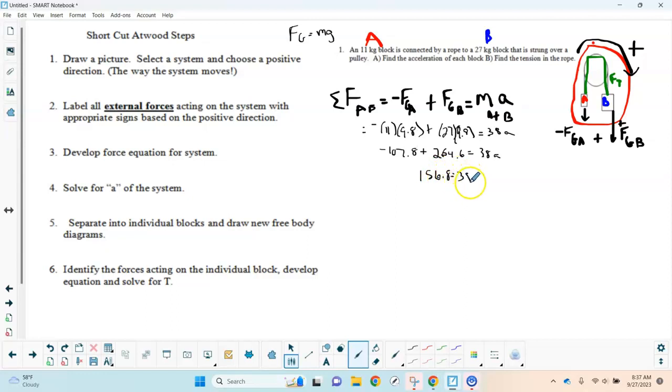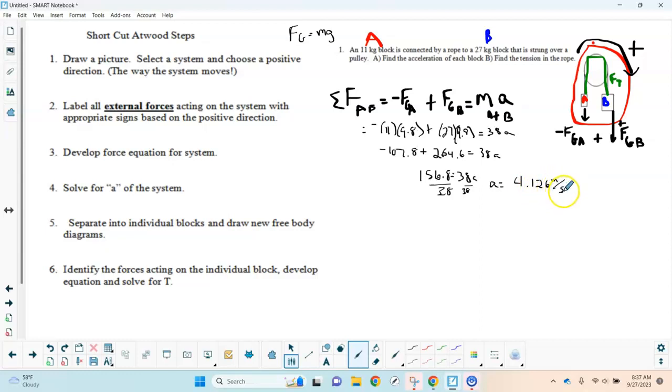And again, it's just division at this point. So the math is pretty basic. It's just multiplication or division in most of the math and the solutions. And when you do that, you will get an acceleration of 4.126 meters per second squared.